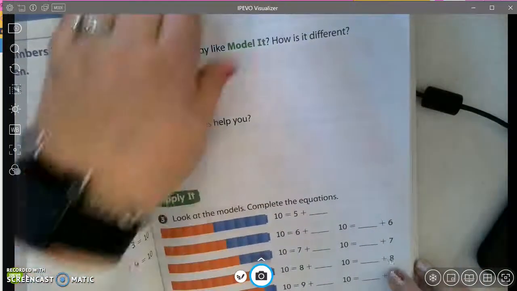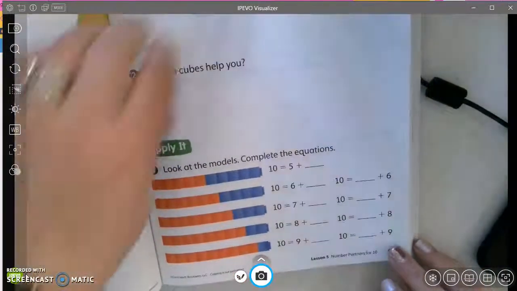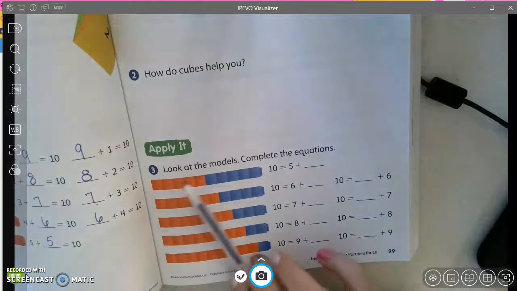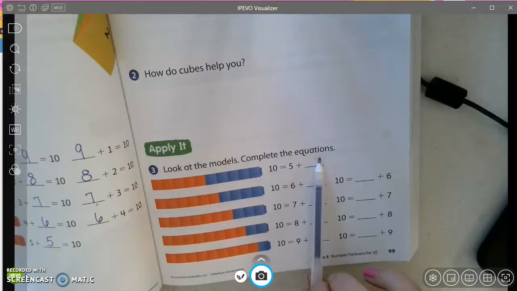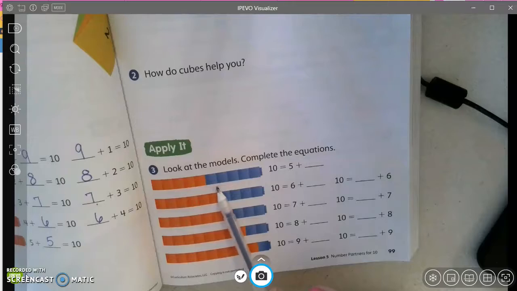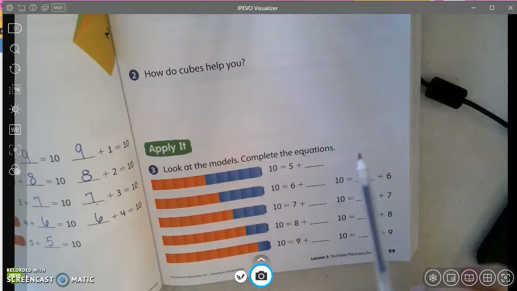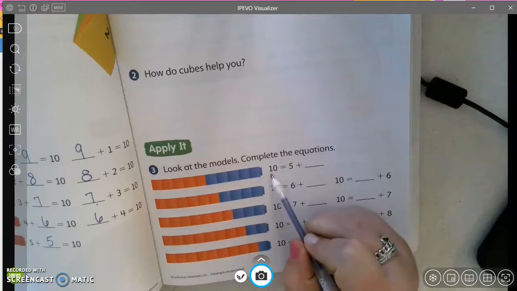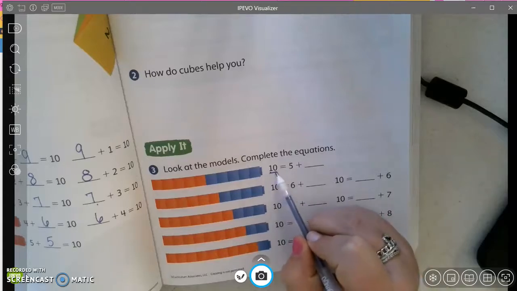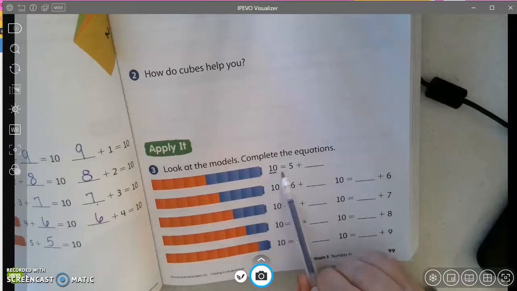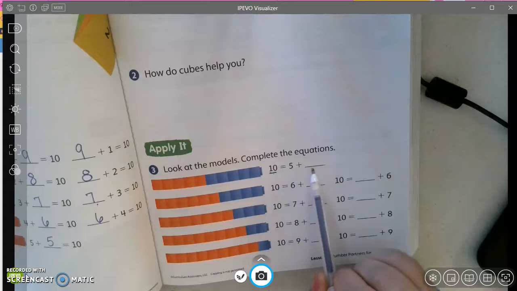We're going to skip these two because that's looking at something else that we skipped. Look at the models, complete the equations. So the models is the cube pictures, and we have to pay attention here because our answer is first. So 10 equals 5 plus what? And use your cubes to help you if you need to.